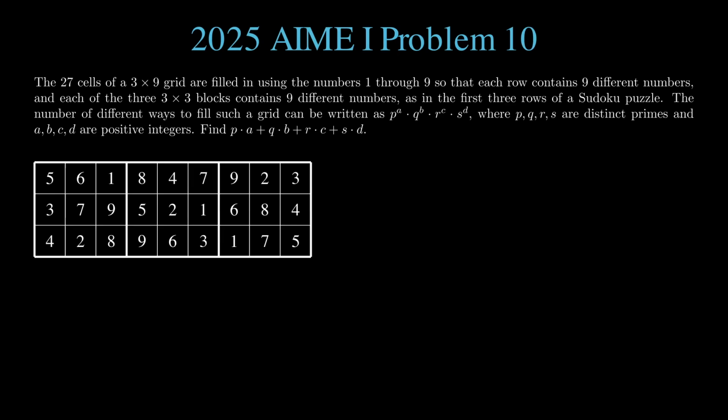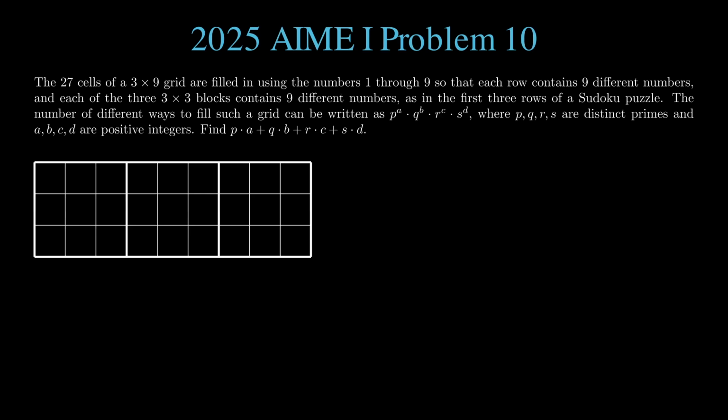So here's a fun little problem on the 2025 American Invitational Mathematics Examination, specifically problem 10 on the AIME 1. We have ourselves a 3x9 grid, and we want to fill it with the numbers 1 through 9. Each row has 9 different numbers, and each of the 3x3 blocks, which I've outlined heavily below, also contains 9 different numbers. Basically, it's like a Sudoku puzzle, and we're trying to find how many ways we can fill this grid. Okay, let's think about this.